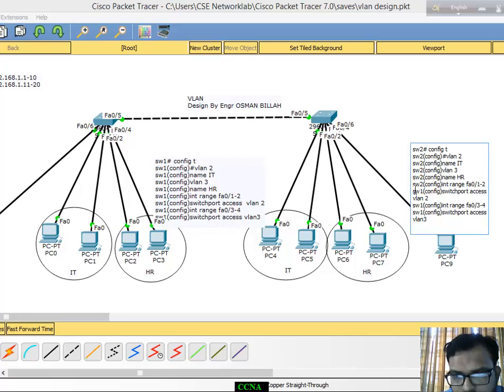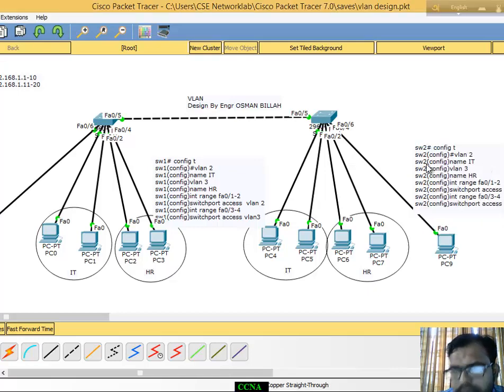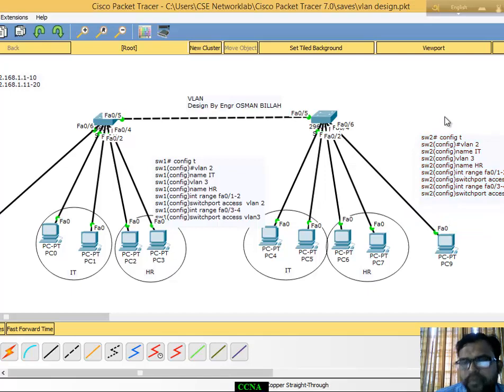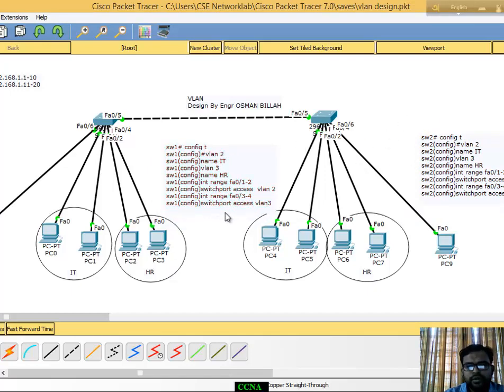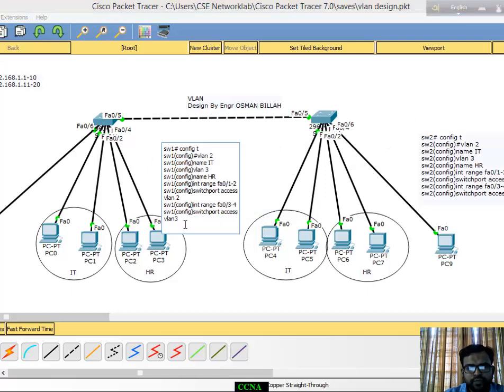So viewer, let's go to real coding. Okay, this is the first switch. But we have to configure this switch port in trunk port mode.